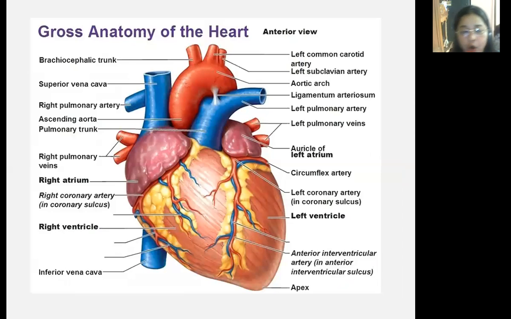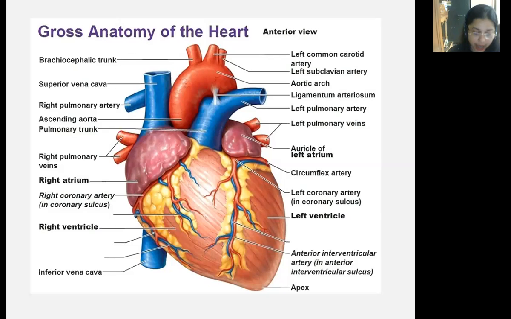Now the gross anatomy of the heart. The heart is a muscular organ having 4 chambers, 2 upper chambers and 2 lower chambers. The 2 upper chambers are the right atrium and left atrium, which are separated by the interauricular septum. The lower 2 chambers are the right ventricle and left ventricle, which again are separated by the interventricular septum. The auricles have relatively thin walls and act as reservoirs for the blood entering the heart.